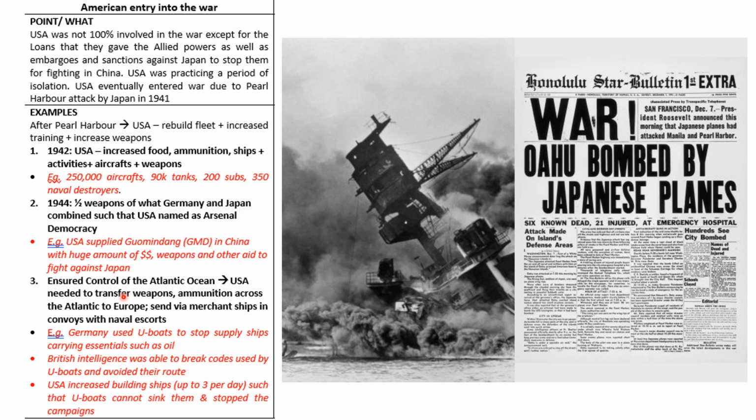They also ensured, as your textbook wrote, control of the Atlantic Ocean. Control of the Atlantic Ocean is very important because it is where the goods are transferred. And Germany at that time used U-boats. U-boats are submarines, and USA, given its massive strength, literally increased more ships, and the Germans couldn't keep up. So all these were examples, and the main point is to tell you that USA had a lot of weapons and a lot of manpower to spare, to the extent that it contributed to the strength of the Allies.